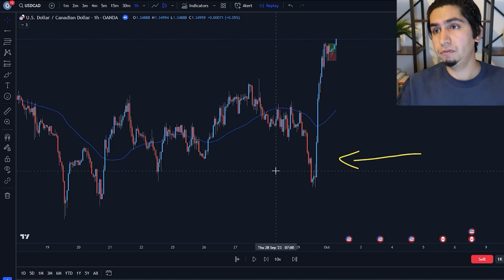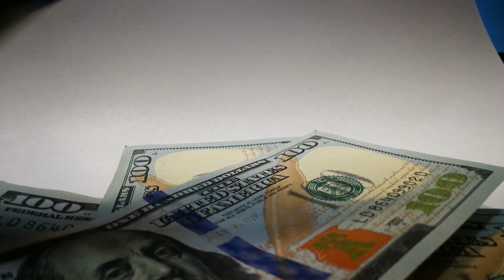This is a very beautiful technique. It works. It's gonna make you very rich as long as you apply it correctly. So yeah guys, go ahead, test that. Let me see what kind of results you get.